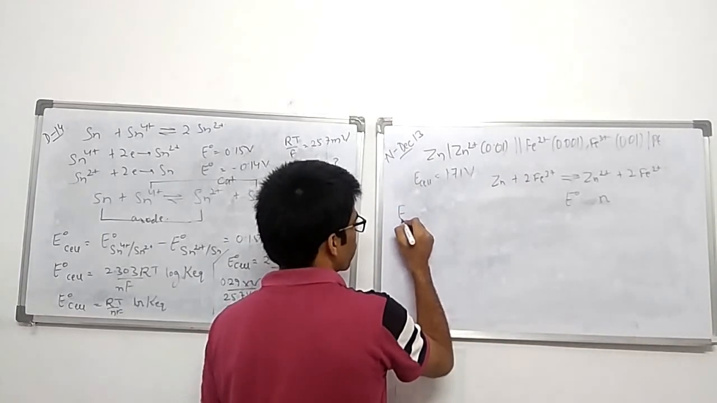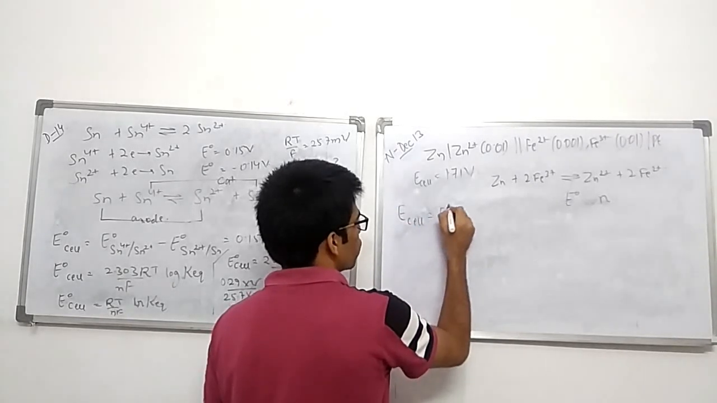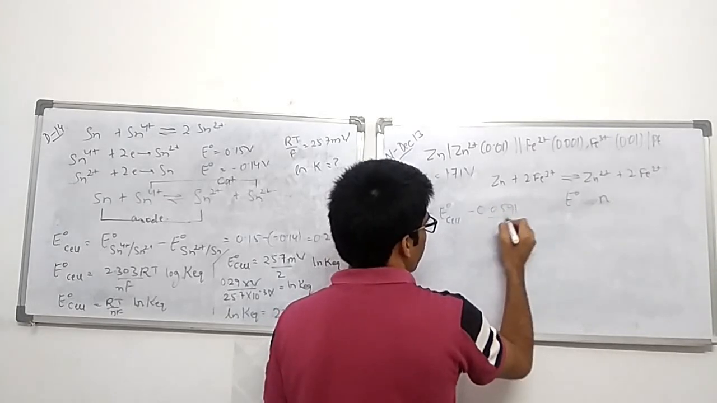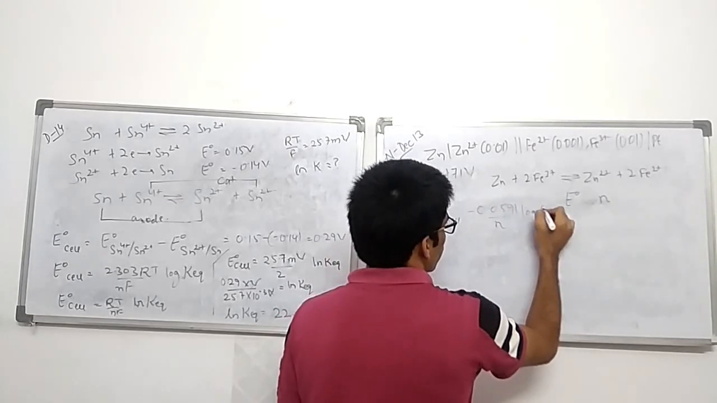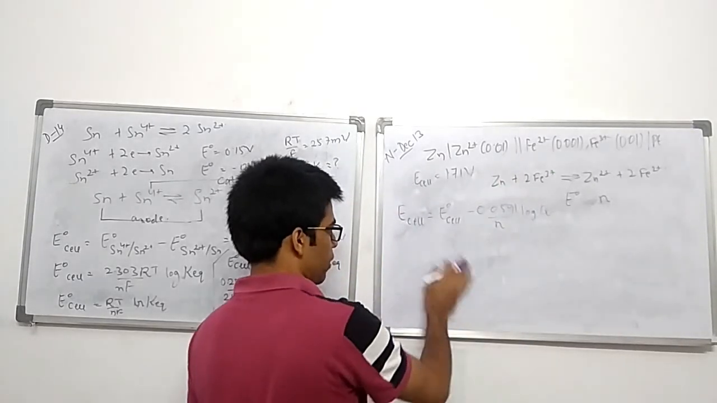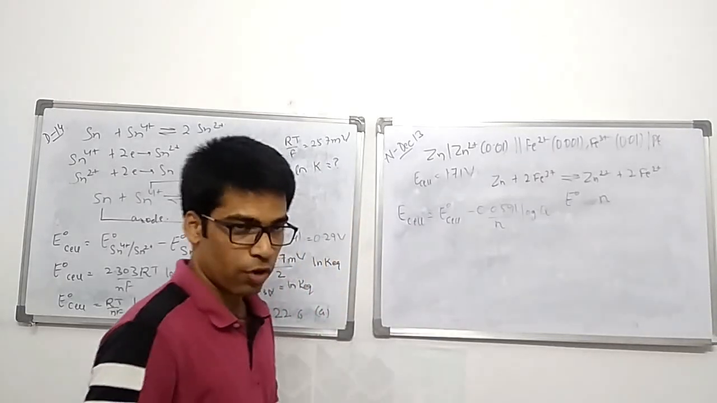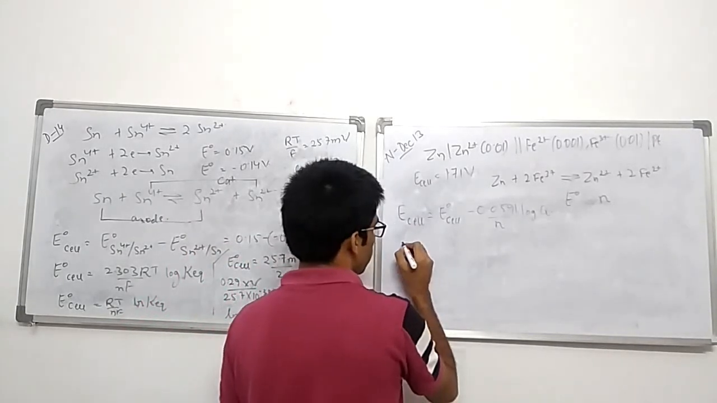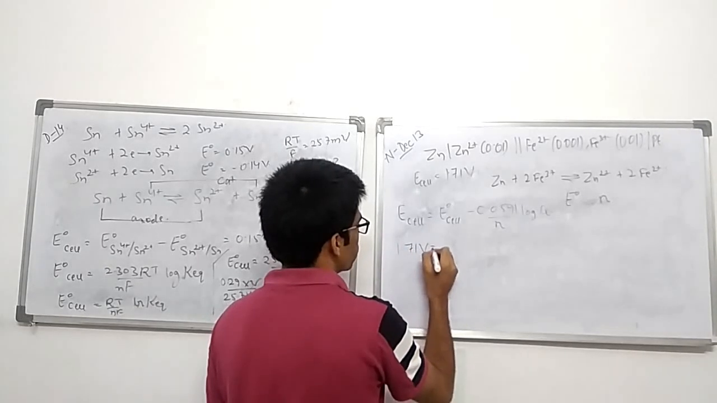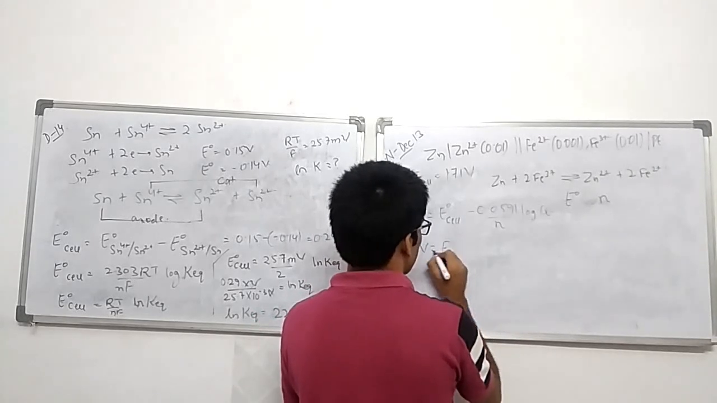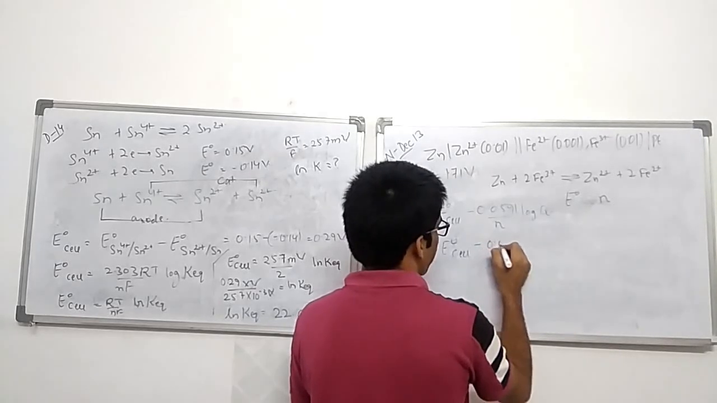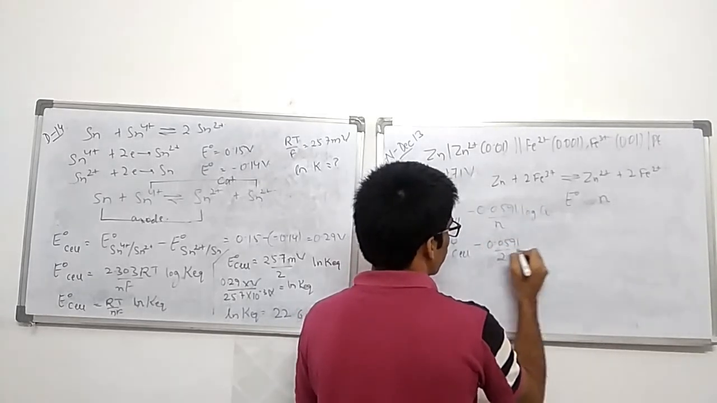We know from the Nernst equation that E cell is equal to E naught cell minus 0.0591 by n log Q. We can easily find Q. We have the concentration of the ions. We know n. We know E cell. We can get E naught cell from here. So let's find it out. So I get E cell is how much? 1.71 volts. This gives me E naught cell minus 0.0591 by 2 log Q.